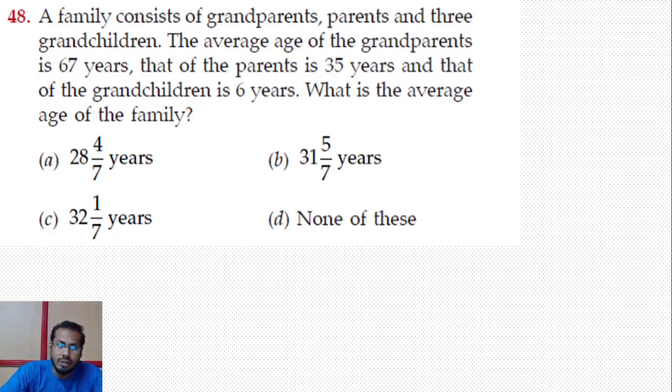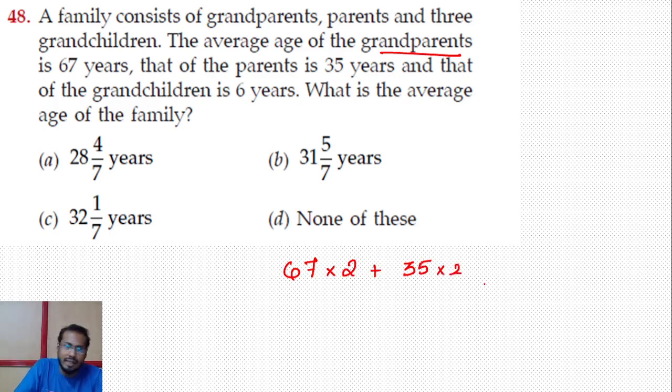A family consists of grandparents, parents and 3 grandchildren. Okay, the average age of grandparents is 67. டைரக்டாக எழுதுங்க, 67 தான் ஏஜ். grandparentsனா 2 பேர் இருப்பாங்களா? grandfather, grandmother. கரெக்டா? ஓகே, நெக்ஸ்ட் அப்புறம் தட் ஆஃப் பேரண்ட்ஸ் இஸ் 35. அப்போ 35 இயர்ஸ் பேரண்ட்ஸ்க்கு. பேரண்ட்ஸ் 2 பேர் அப்பா அம்மா இருப்பாங்களா? ஃபாதர் அண்ட் மதர். ஓகே, அண்ட் தட் ஆஃப் கிராண்ட் சில்ட்ரன் இஸ் 6 இயர்ஸ்.